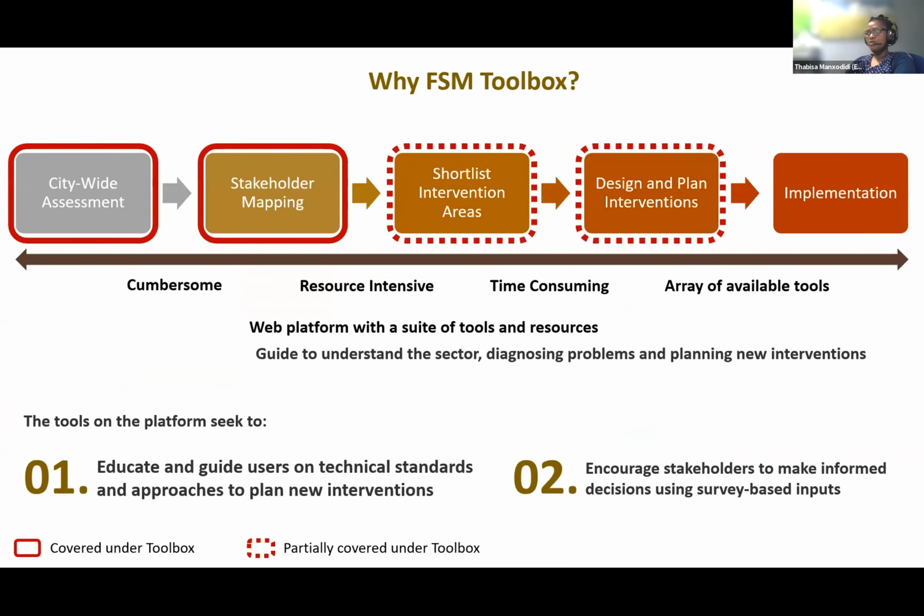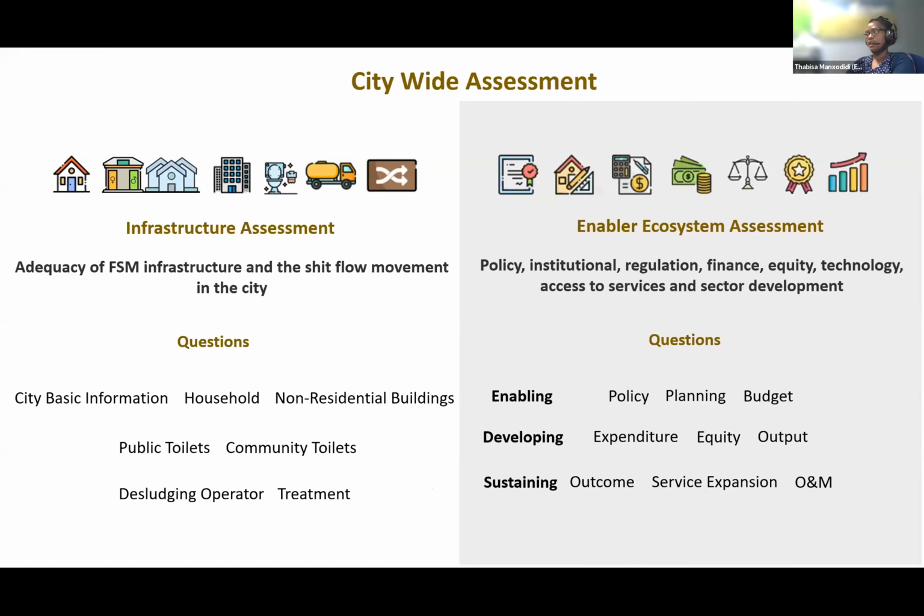Okay, I'm not going to dwell too much on that, but what I'm just highlighting is that on the toolbox, citywide assessment and stakeholder mapping is covered fully, and then partially you've got the shortlist of intervention areas and the design and plan interventions, which are partially covered. Then one needs to take it and tailor-make it and look at your municipality or your area as to what works for you and what doesn't work for you.